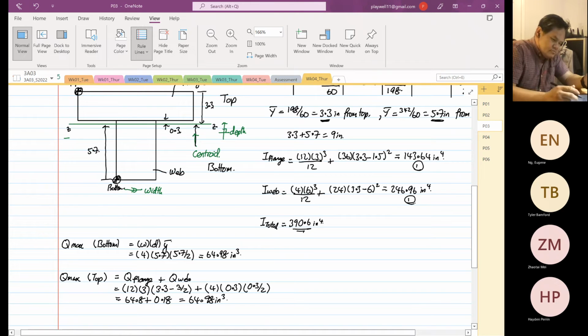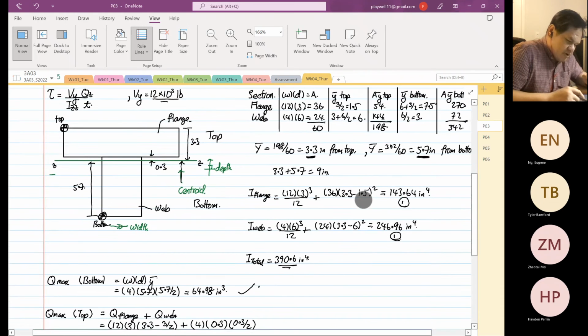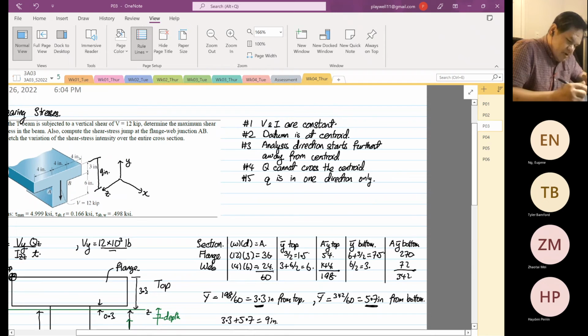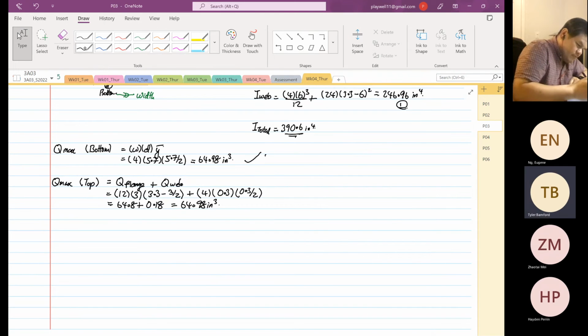So definitely I will choose that way of finding your y bar or your Q max. And why this is true, why taking from the top or bottom gives the same result, is because of rule number 4: the Q, the first moment of area, cannot cross the centroid. So from here, for both, yes.